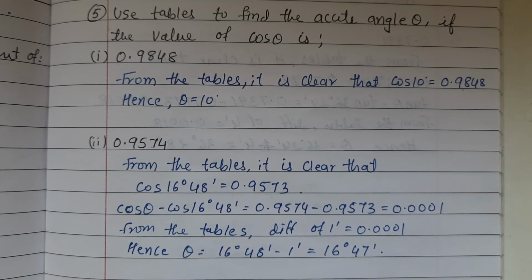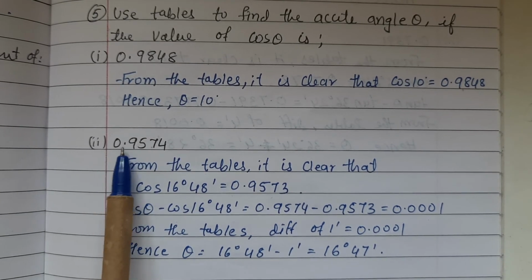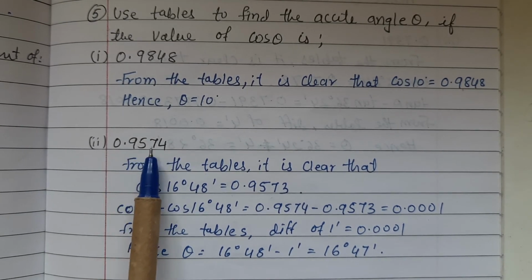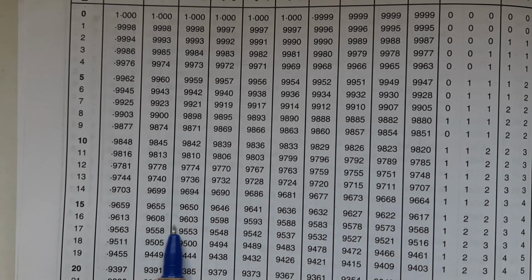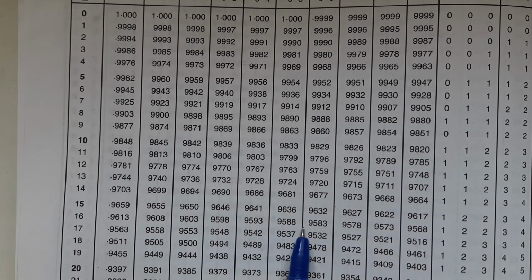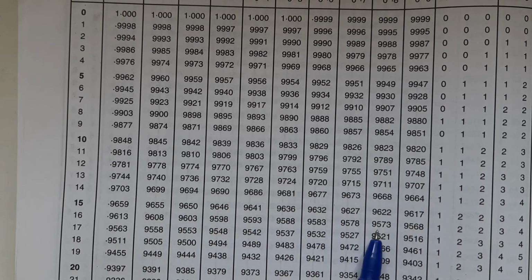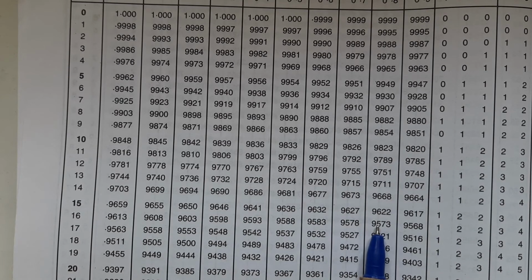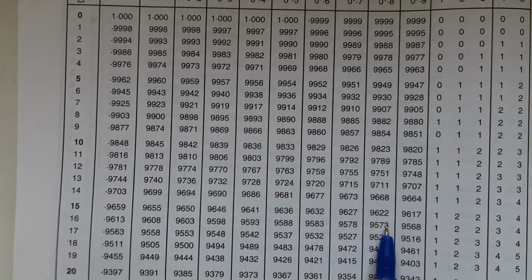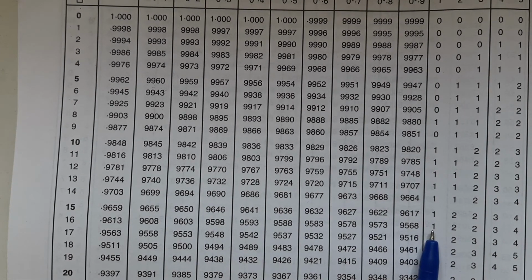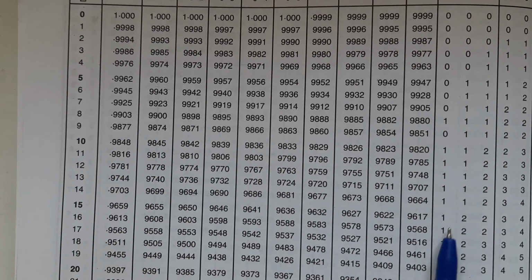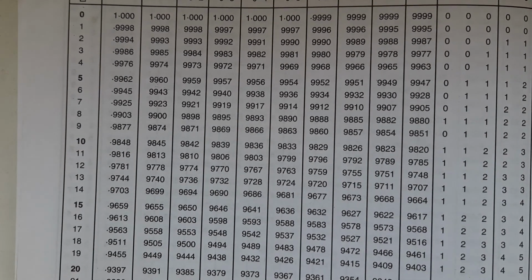Second part, cos theta equal to 0.9574. 0.9573 is 16 degree 48 minutes. So a difference of 1 is there, minus 1. Therefore the answer will be 16 degree, and you have to subtract here, so 47 minutes.